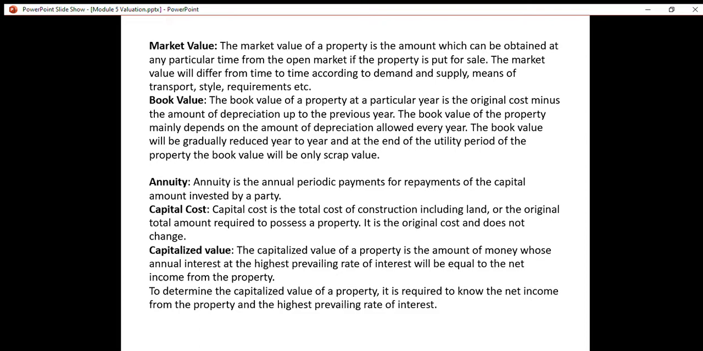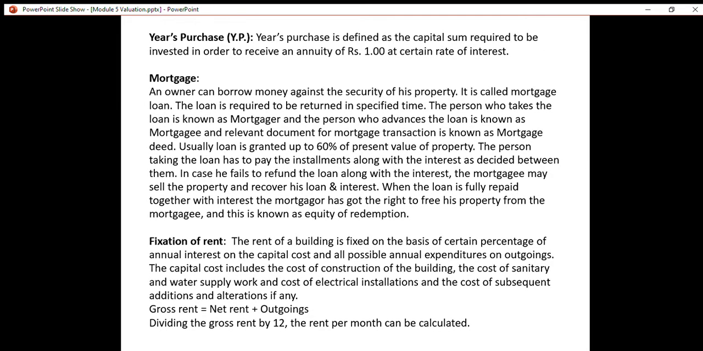Please refer to the PPT slides for the definition and explanation of the following terms: market value, book value, annuity, capital cost, capitalized value, years purchase, mortgage, fixation of rent.